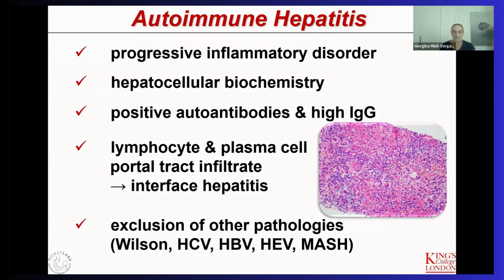Obviously, it's also a diagnosis of exclusion. It is important to exclude other pathologies that may mimic autoimmune hepatitis, and these include, particularly in the juvenile form, Wilson disease, and then hepatitis C, hepatitis B, hepatitis E, very important, and MASH, so the metabolic associated steatohepatitis.